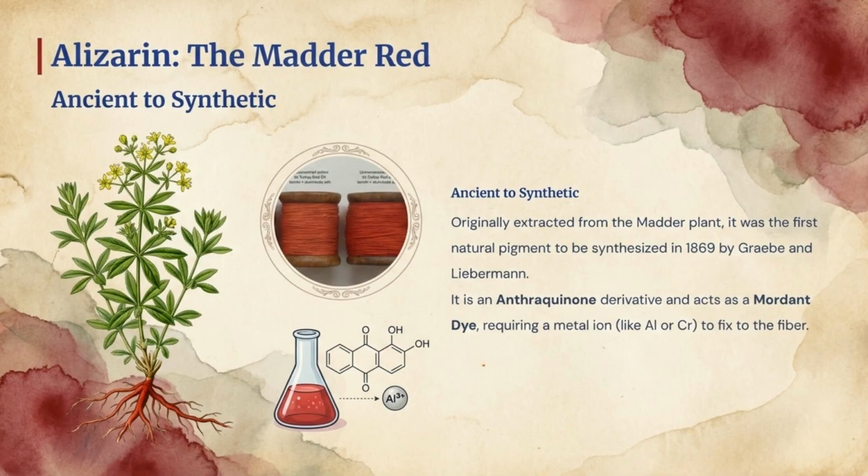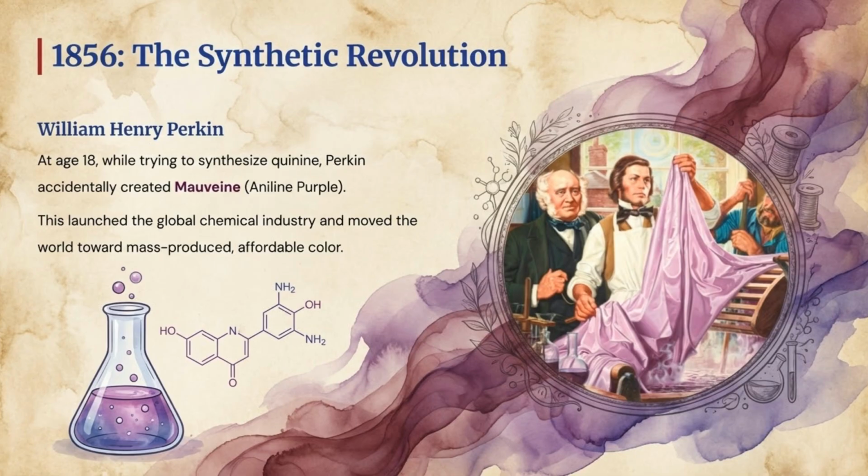It is an anthraquinone derivative and a mordant dye, requiring a metal ion like aluminum or chromium to fix to the fiber. The synthetic revolution began in 1856, when William Henry Perkin accidentally created Mauveine while trying to synthesize quinine. This launched the mass production of affordable synthetic color.